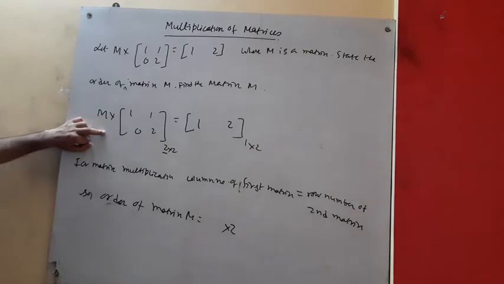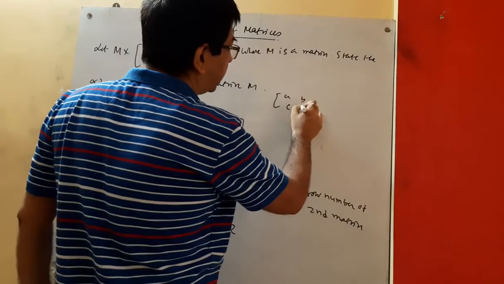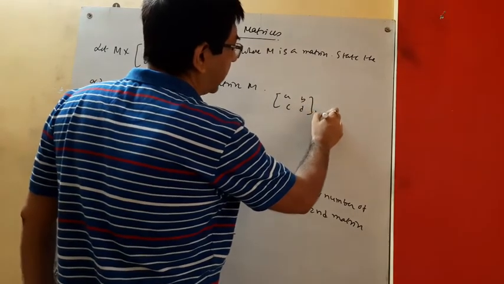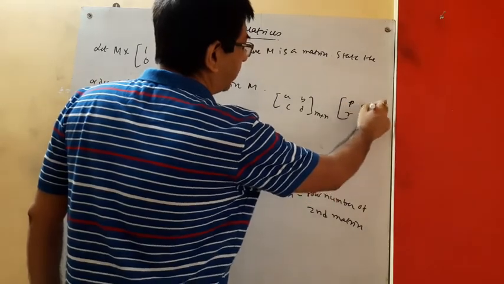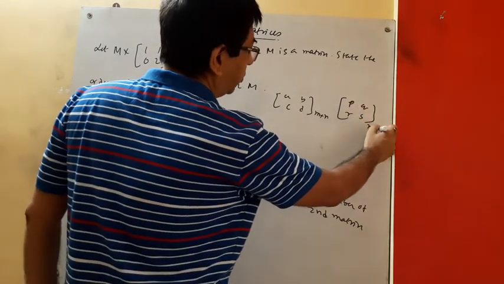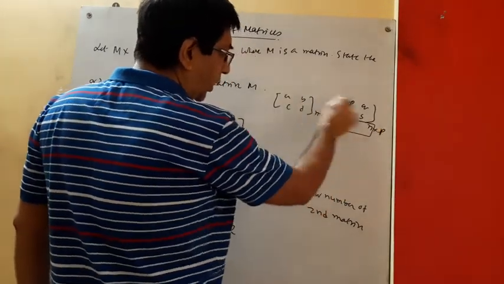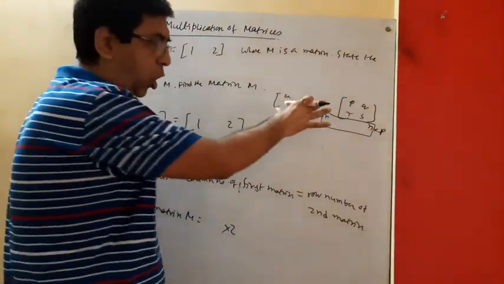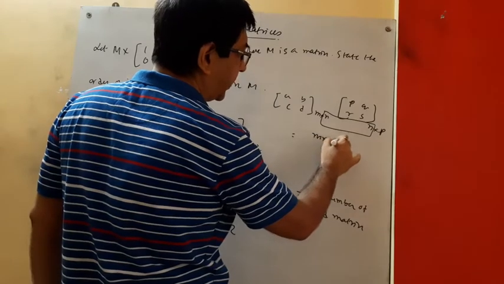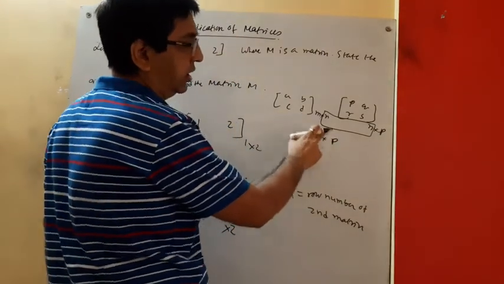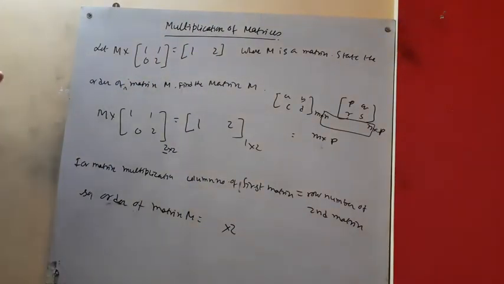This is clear. Okay. Now we see in case of matrix multiplication, suppose the first matrix has order M into N, and the second matrix P, Q, R, S, whatever may be, has order N into P. Then the order of the product matrix will be M cross P, that is, the row number of the first matrix and the column number of the second matrix. That will be the order of the product matrix.